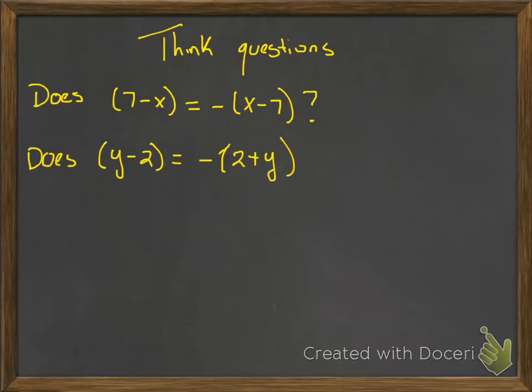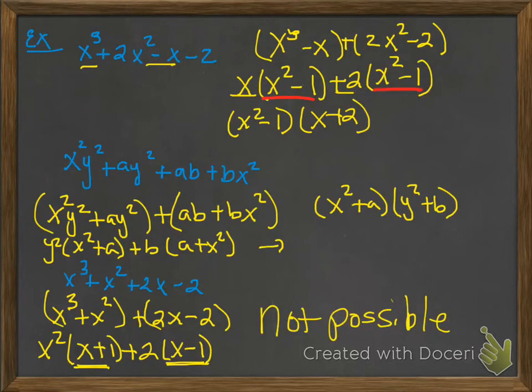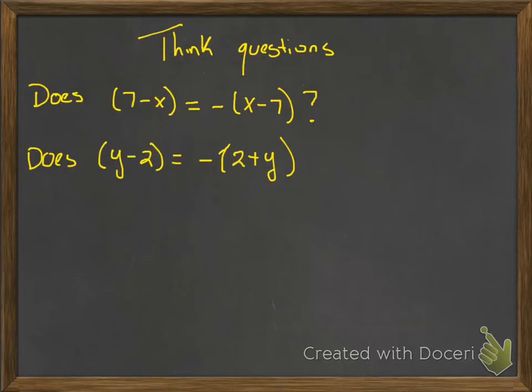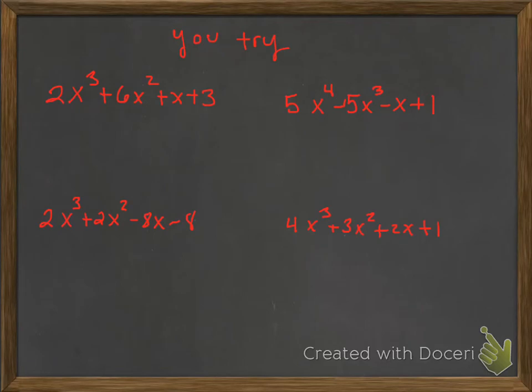So let's think about a couple. Does 7 minus x equal negative x minus 7? And does y minus 2 equal negative 2 plus y? Does it work if I take out the negative? Wrong way. And here are 4 different ones for you to try. We're just writing not possible if one is not possible.